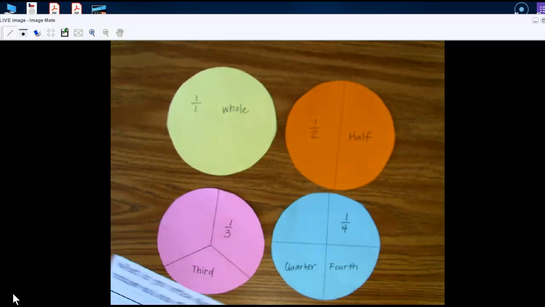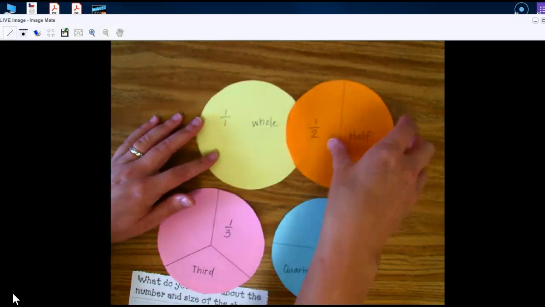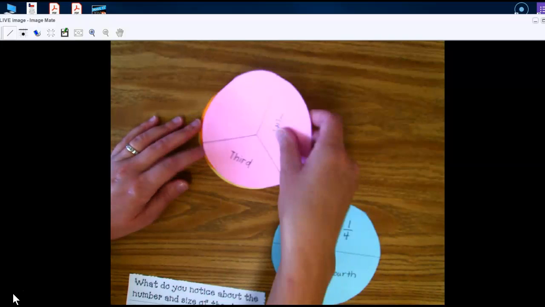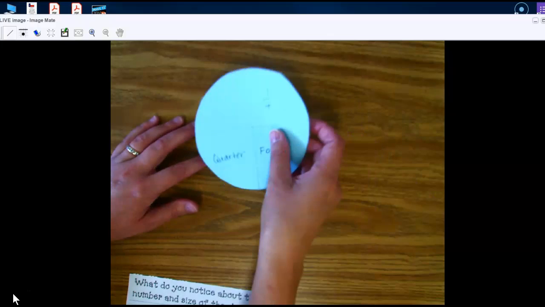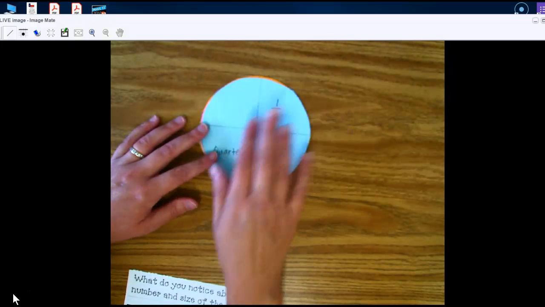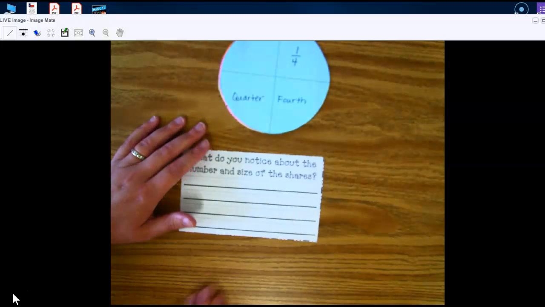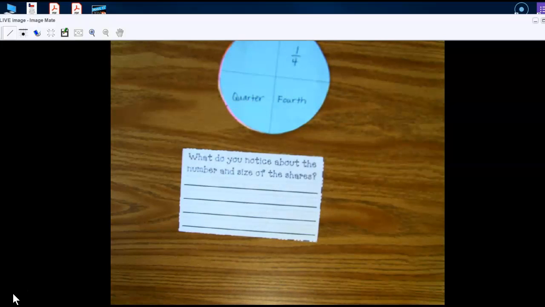So put the yellow and then the orange on top and then the pink, the third, and then the quarter on the very top. I'm going to staple those here in a minute on a piece of construction paper. So put them on like that. But right now it says, what do you notice about the number and size of the shares?